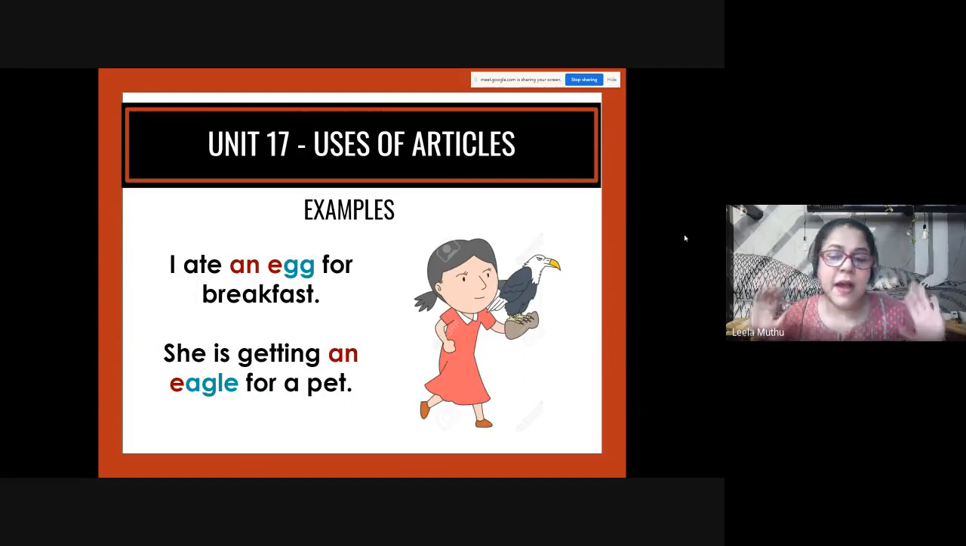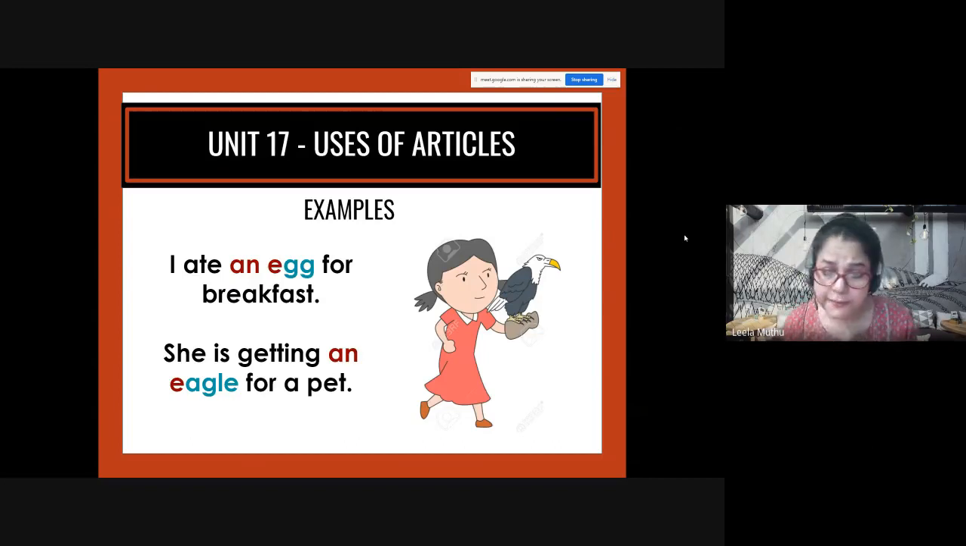I ate an egg for breakfast. This is just to show you examples where you use an before a noun that starts with a vowel. She is getting an eagle for a pet. What a lucky girl. I always wanted a pony for a pet, but you know, it never happened. And she's getting an eagle.